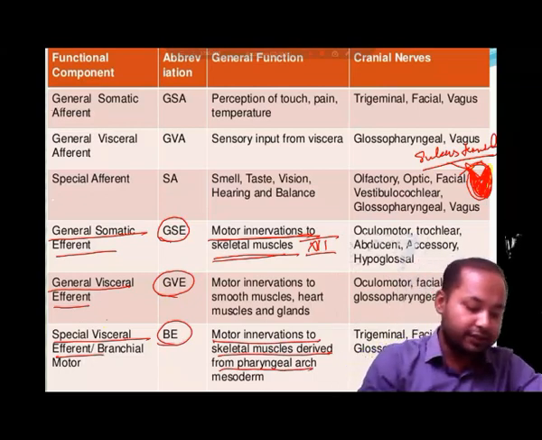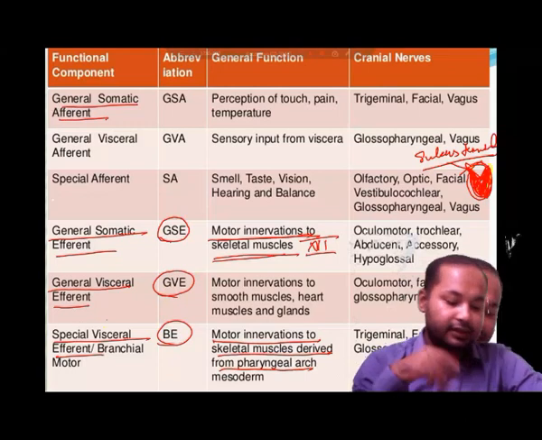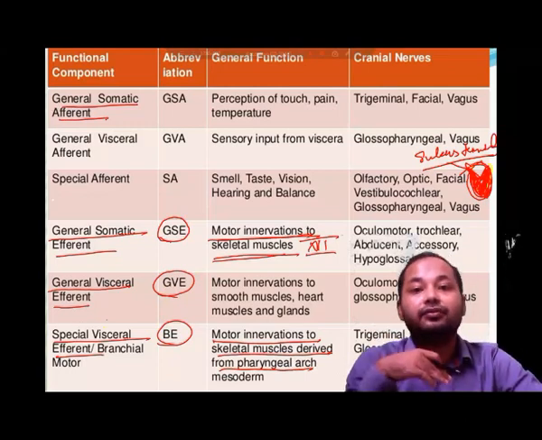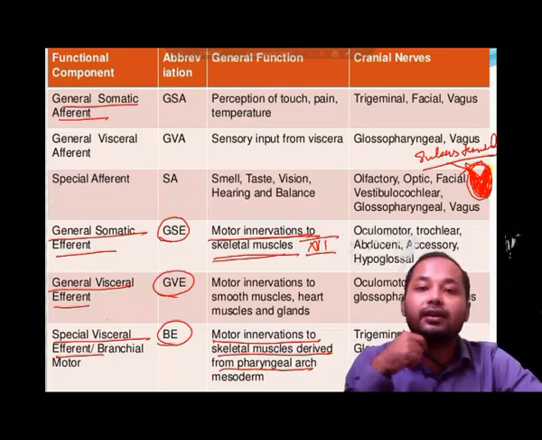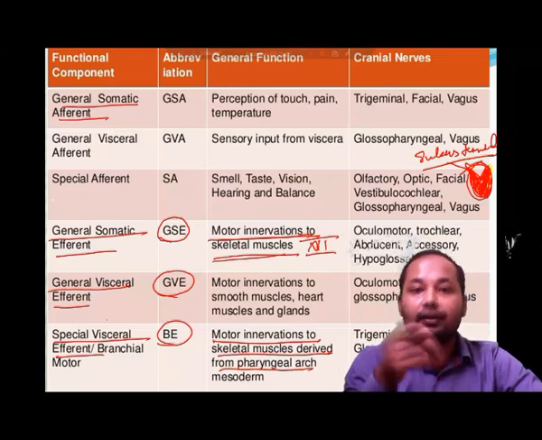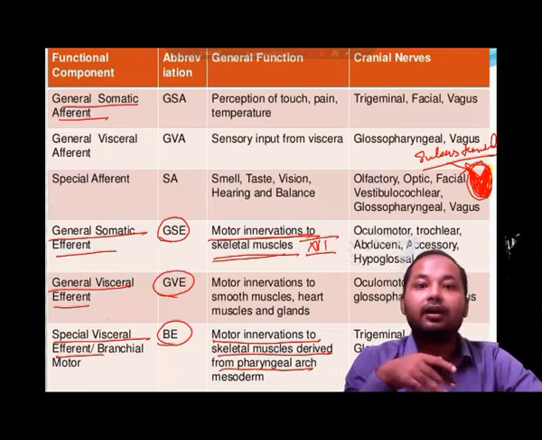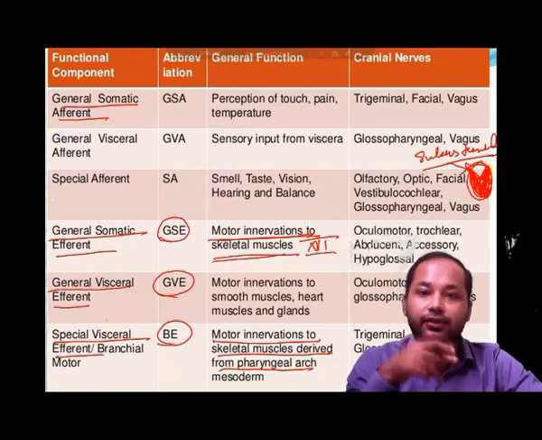Then going to the sensation, general somatic afferent. That is the general sensation. Of the tongue, suppose we are discussing, the lingual nerve, it is a contribution from which part? The anterior or the posterior part? Posterior part. So the posterior part of the mandibular nerve, that is the trigeminal nerve.